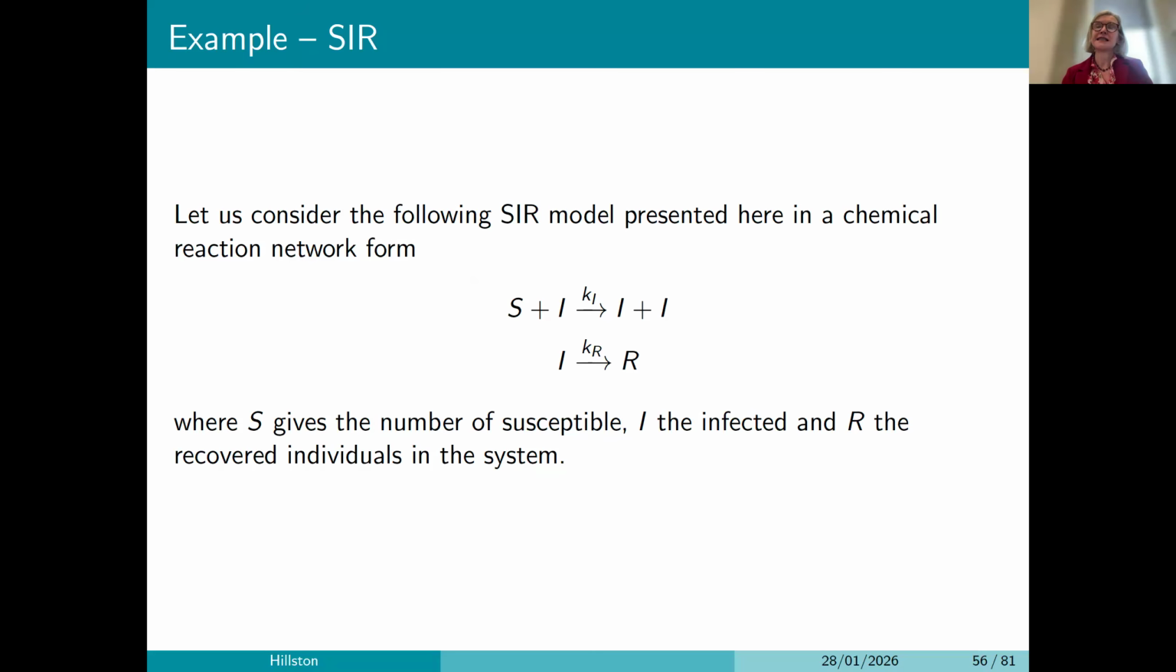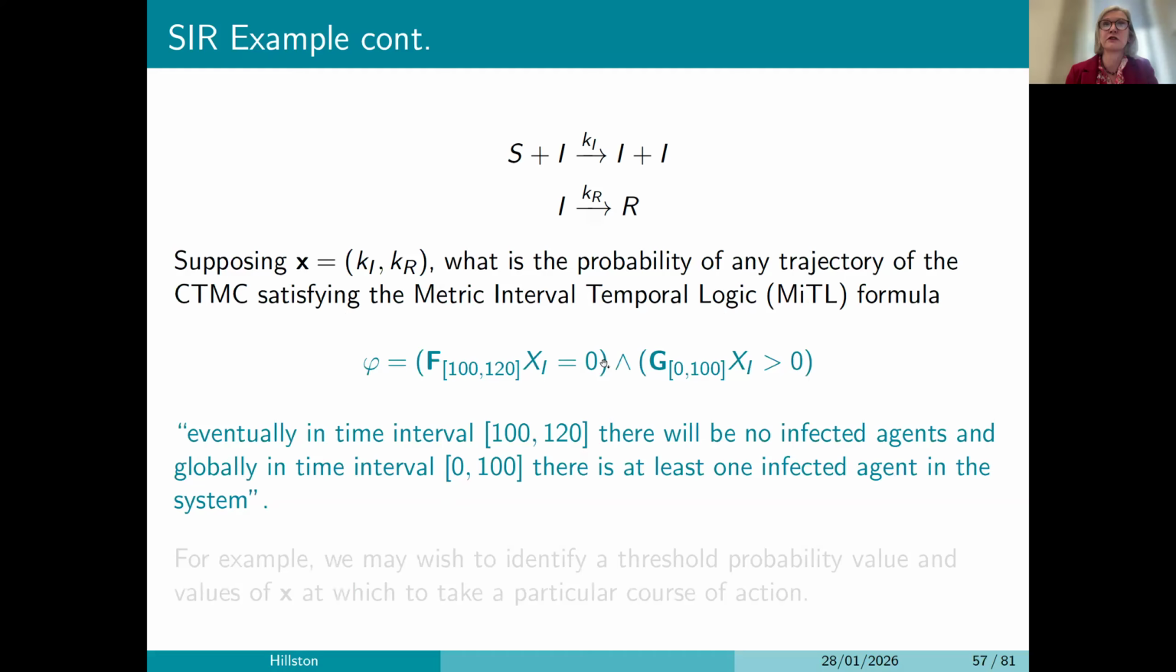To give you a small concrete example, we'll look at an SIR model, susceptible, infected, recovered, again represented as a chemical reaction network. Here a susceptible that gets exposed to an infected generates an infected and an infected, but an infected can undergo some process and become recovered. That's our simple system, and these are our unknown parameters, Ki for the rate of infection and Kr for the rate of recovery.